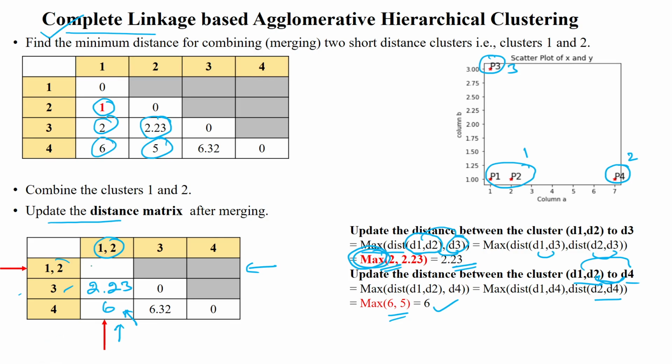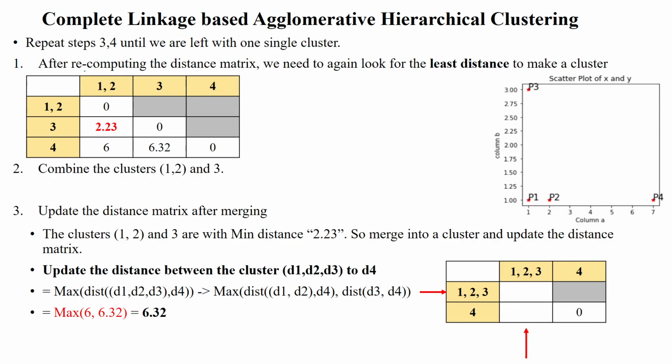Now after updating the distance matrix, the diagonal value of (1,2) to (1,2), the distance between the cluster itself, is 0. Now select the minimum value again. The minimum value indicates the closest data points in two different clusters, here cluster 3 and cluster (1,2). These two are very close to each other, while the fourth cluster is very far, with value 6. So we have to select the minimum value.